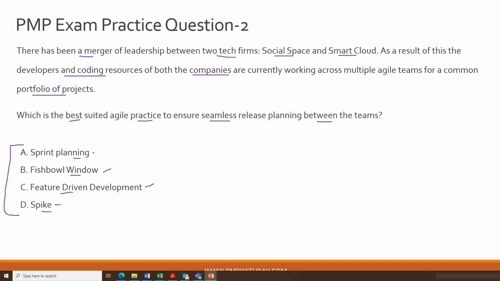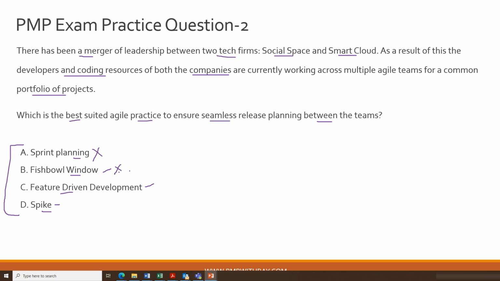Okay, so the teams of Social Space on one side and the team of Spark Cloud on the other side. Okay, so that way sprint planning is something which you do anyways in agile projects. Okay, and it has no link to this scenario or to this context, so that is why this is an incorrect option. Fishbowl window, that is an incorrect option as well.